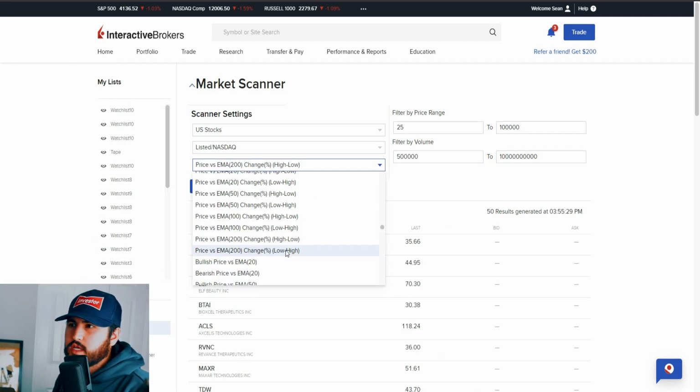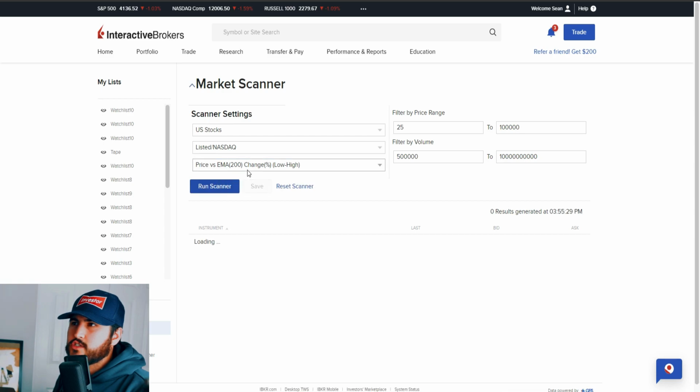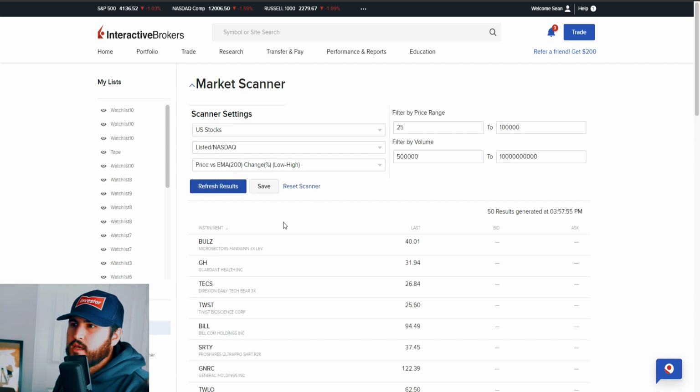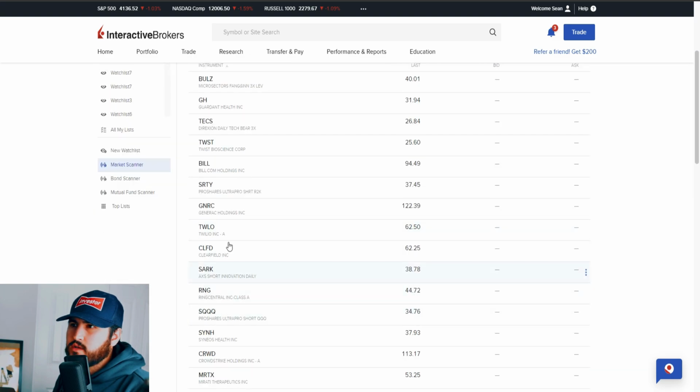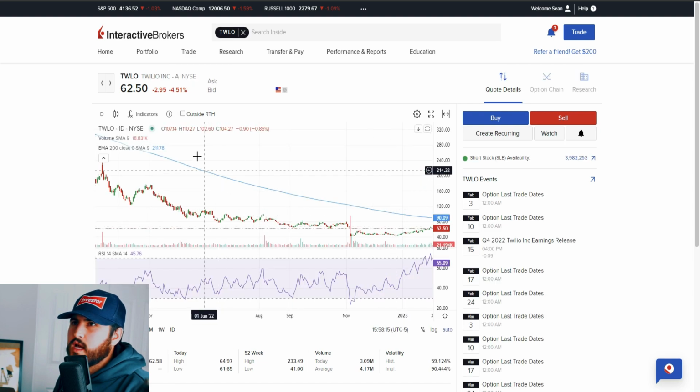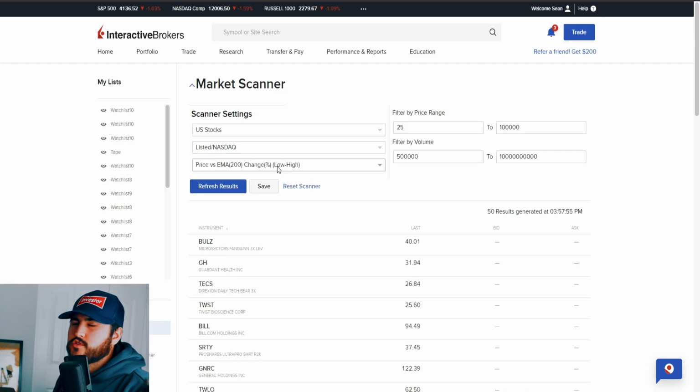So if we look at price versus 200-day EMA change, low to high, and let's say we were to look at, I don't know, Twilio. Here you can see that the stock is below its 200-day EMA. The 200-day EMA is at 90, and this is at $62.50. So those are essentially the scanners that I think are helpful.